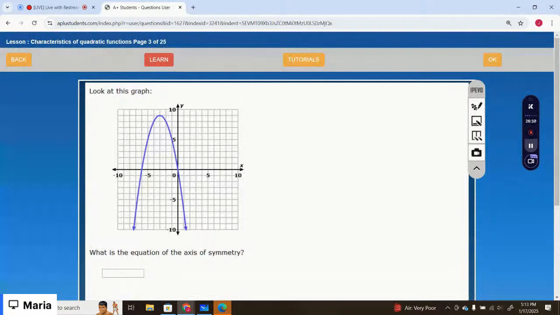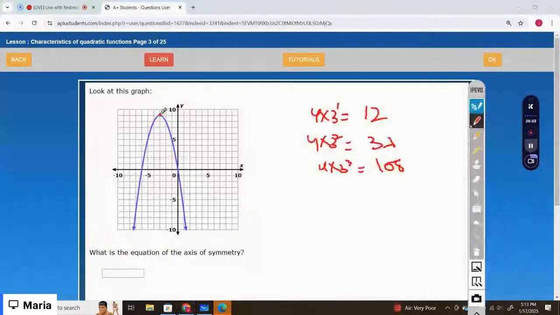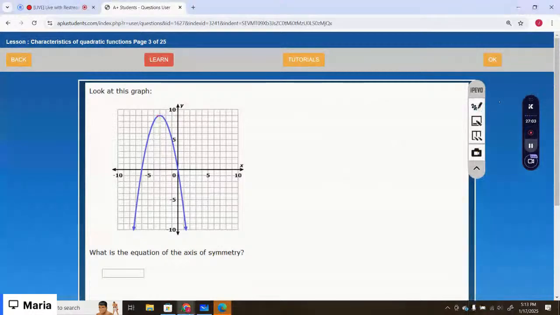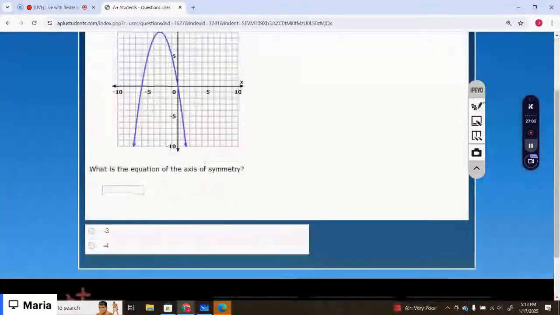Look at this graph. What is the equation of the axis of symmetry? Here is the vertex, right? The line that is dividing the graph into two exactly same portions is known as the axis of symmetry. So the axis of symmetry is x equals 9. The correct option is option number 2.